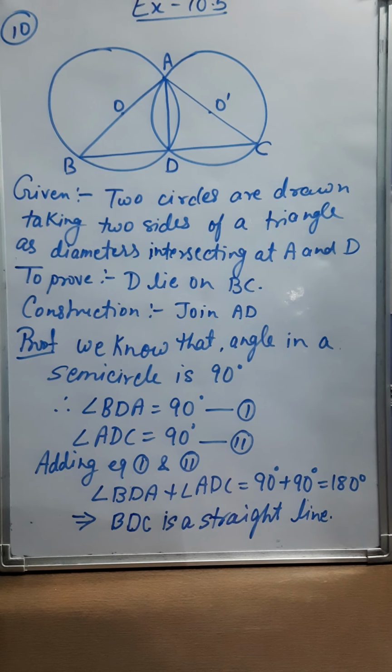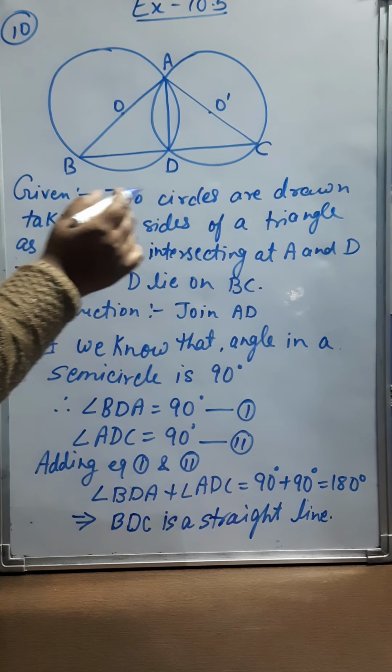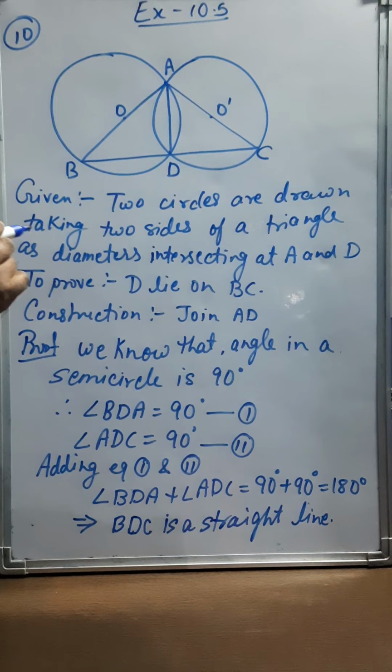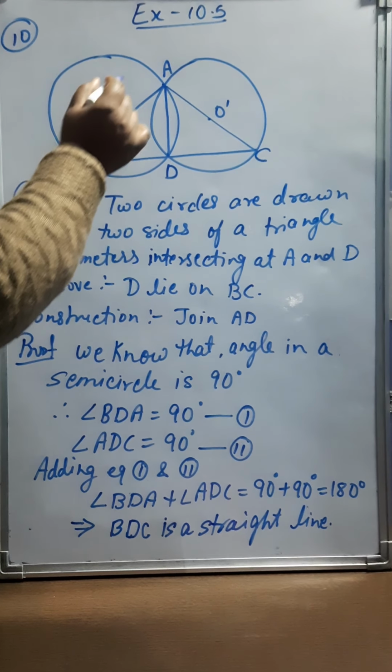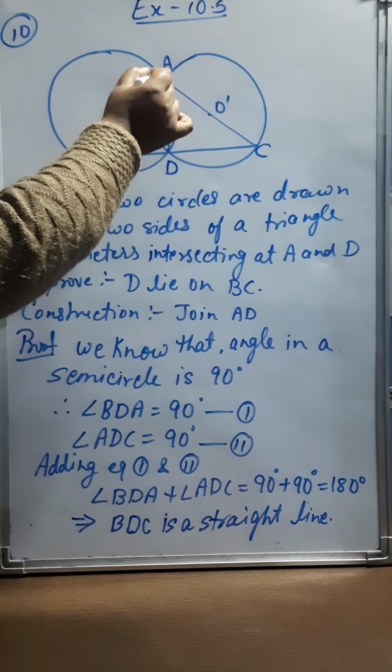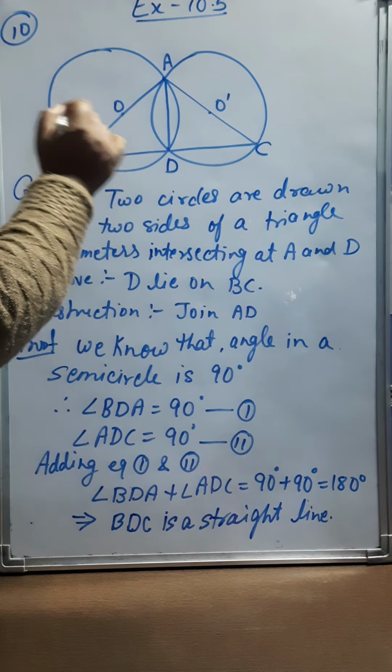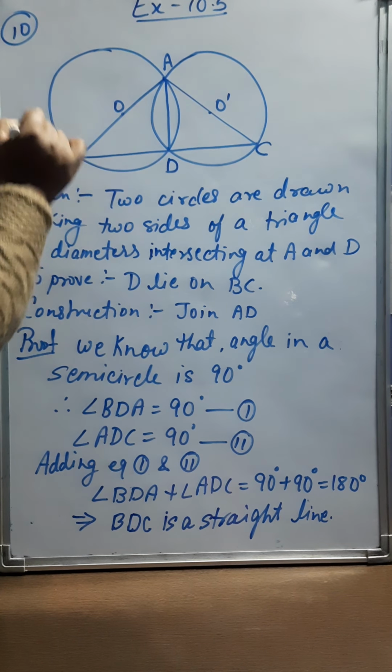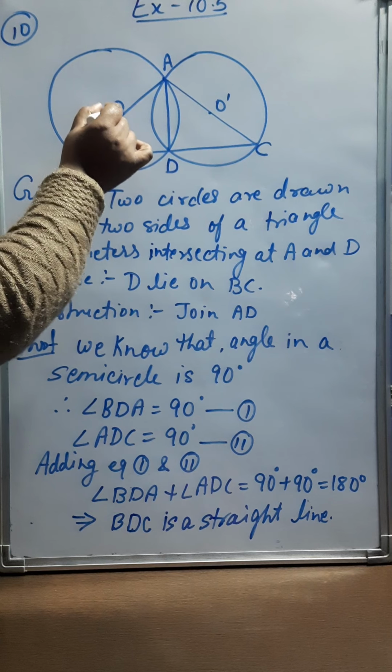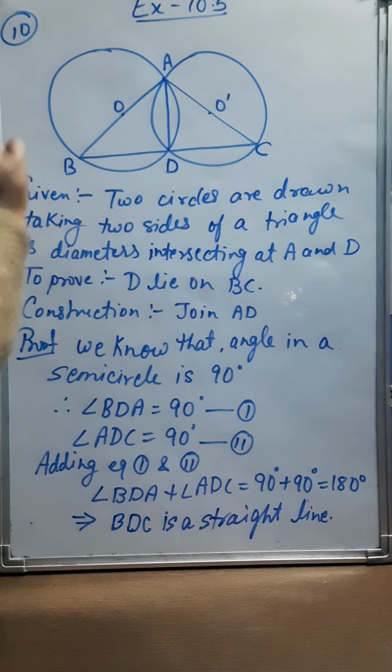Now see question number 10, which says that two circles are drawn taking two sides of a triangle as diameter, intersecting at A and D. You can see in triangle ABC, by taking the sides AB and AC as the diameters, two circles are drawn. Let us take the center of the circles as O and O dash.